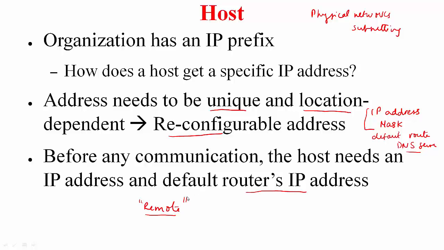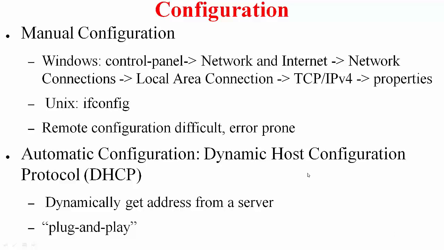So this leads to this proverbial chicken and egg problem. A bit more detail. If you want to do manual configuration, this is how you can do it. In Windows, you can do it via the control panel: go to network, internet, network connections, local area connections, pull up this TCP IPv4, and there you can set the IP address, net mask, and so on and so forth. If you want to do it in Unix, you have the ifconfig command that will help you do this.